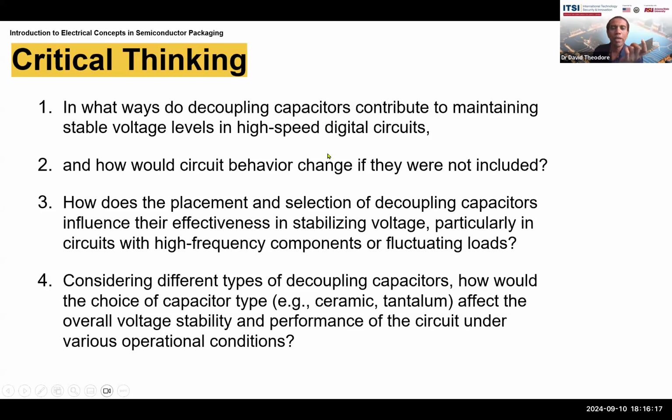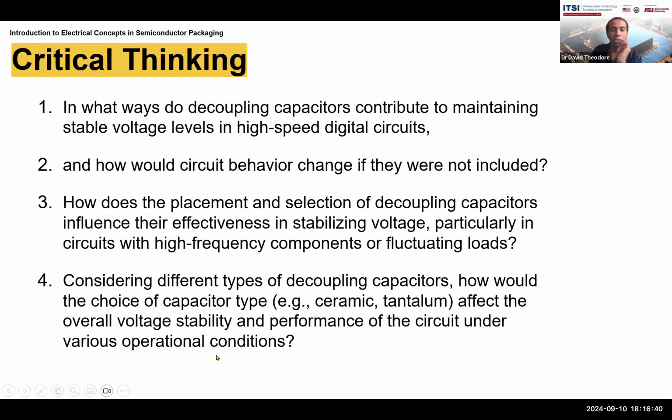Now, how would circuit behavior change if these capacitors were not included? Right, that's something that should be evident from this presentation. How does the placement and selection of decoupling capacitors influence their effectiveness in stabilizing voltage, particularly in circuits with high frequency components or fluctuating loads?